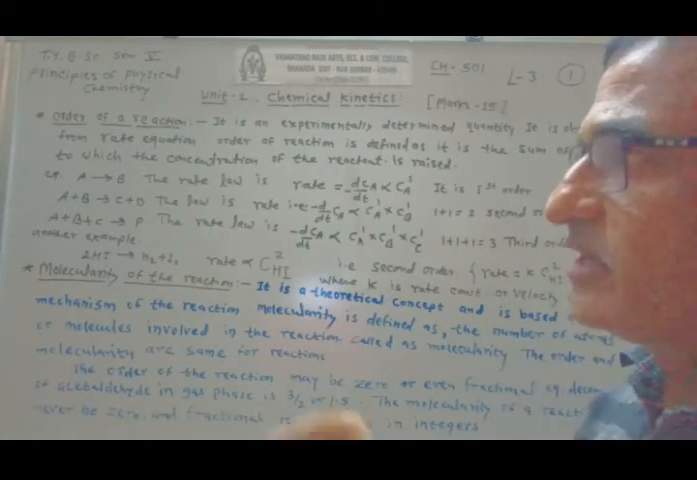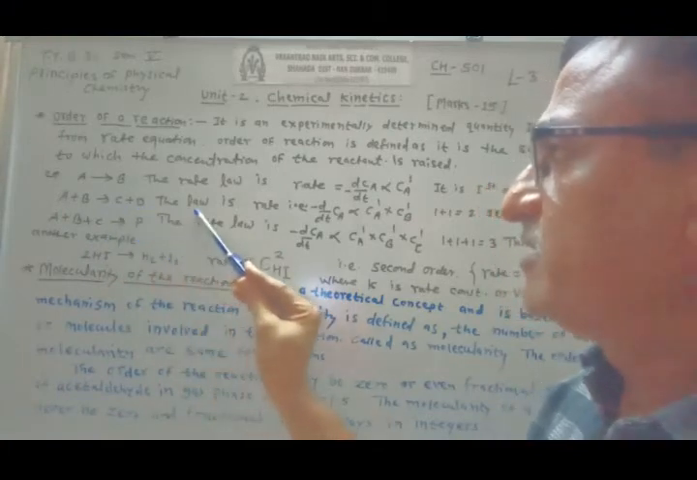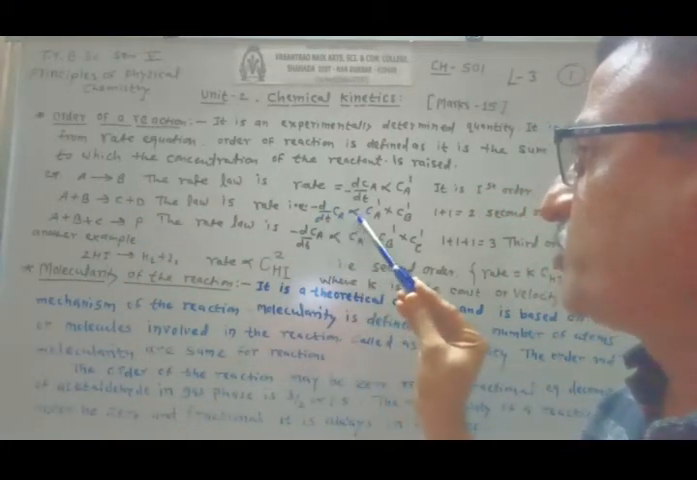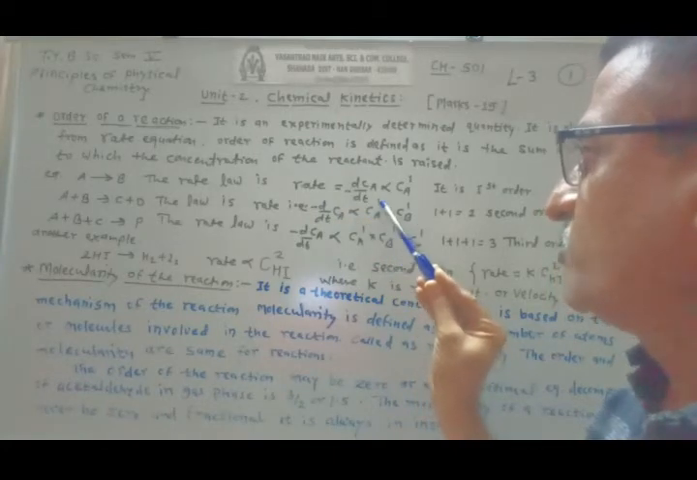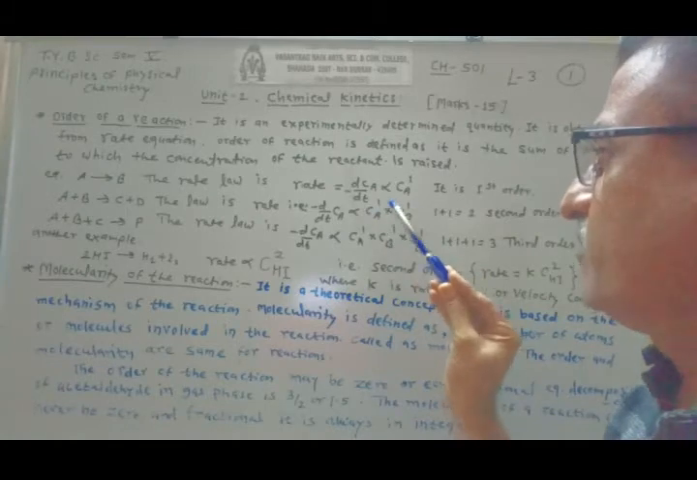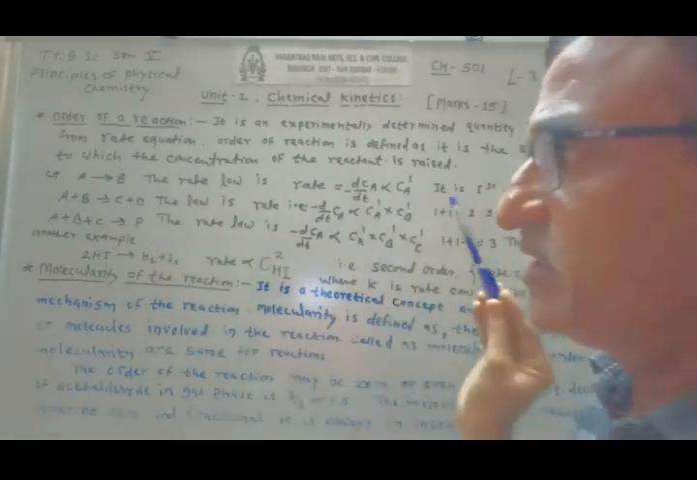Now another example is A plus B gives C plus D. The rate law is given as minus d[A]/dt proportional to Ca raised to 1 into Cb raised to 1. So 1 plus 1 gives 2. So it is a second order reaction.